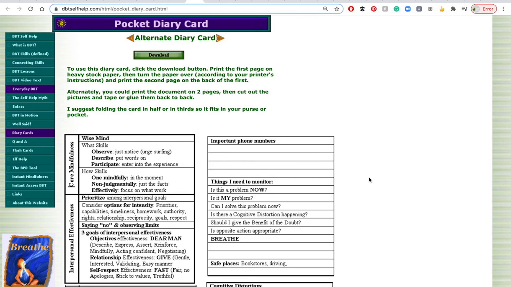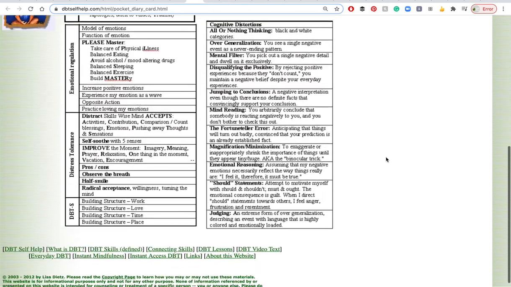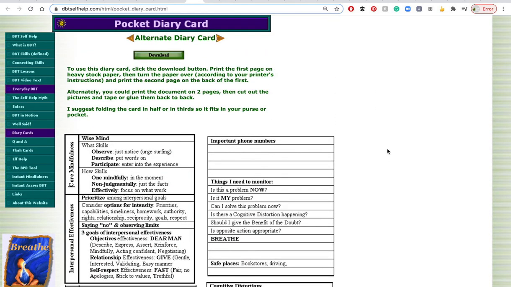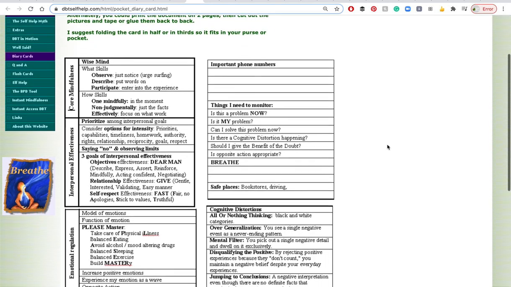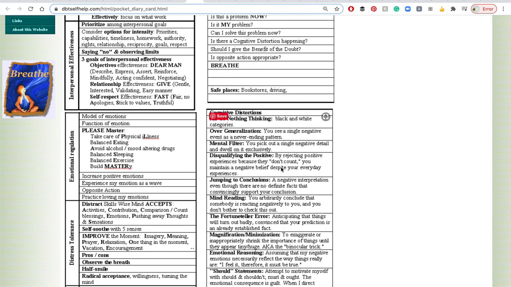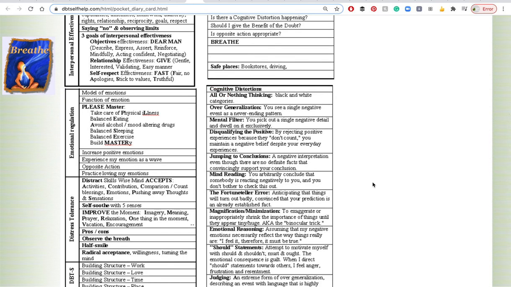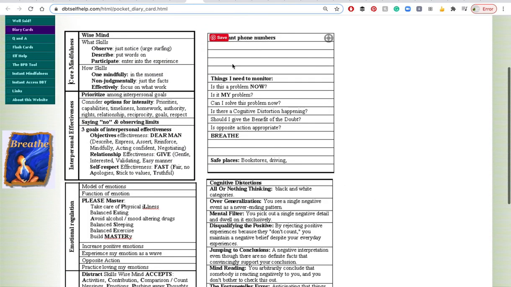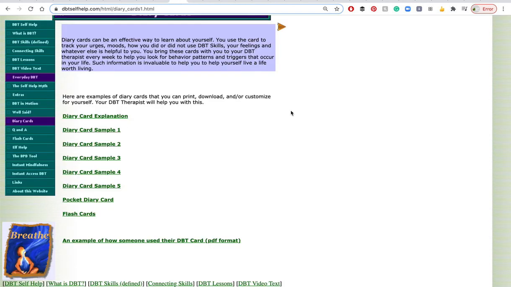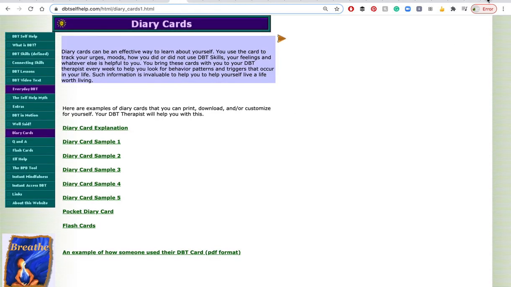There is also a pocket diary card. I won't go through this, but the idea is that it folds up and you put it in your pocket. So if that's something that is interesting to you, and it does get into the acronyms as well as discuss the cognitive distortion thinking. So that is everything from the DBT self-help website.